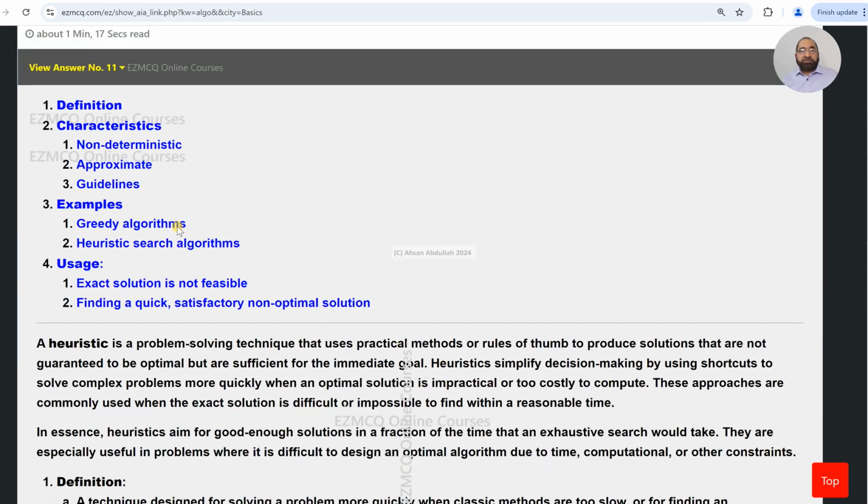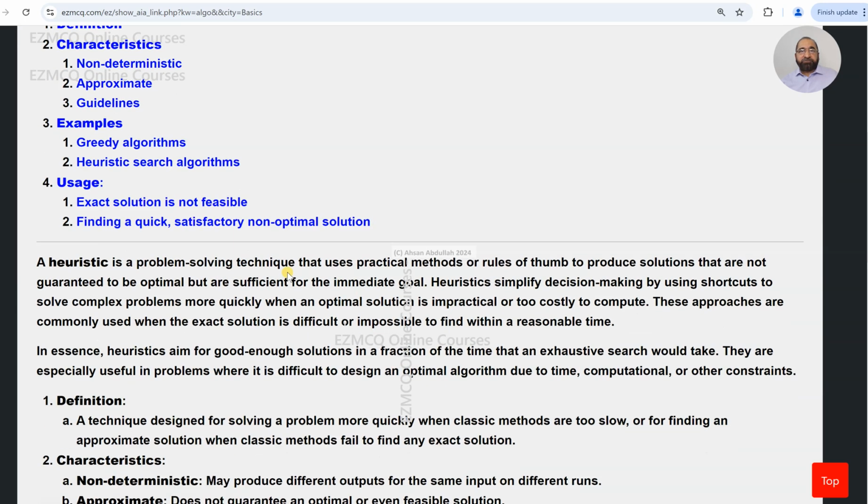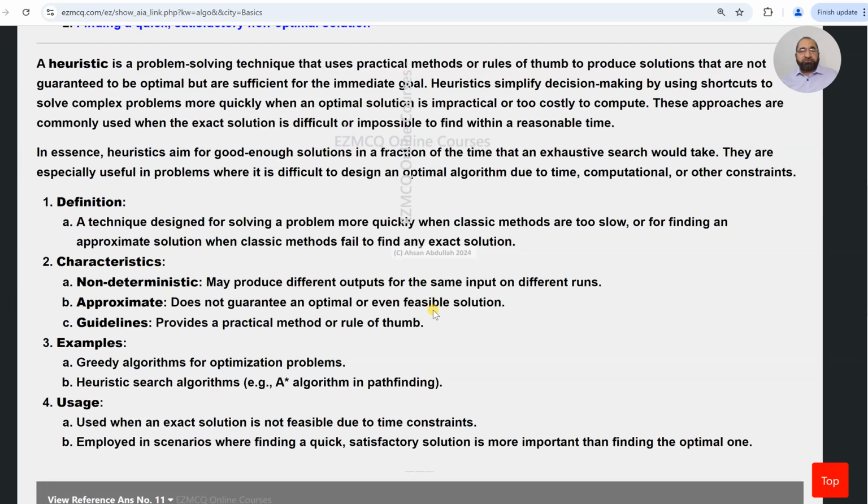And there are many examples of heuristics. For example, greedy algorithms, which is a full topic, and in the next Q&A, I'll go into more details with the problem itself. And then there are heuristic search algorithms, such as the A star search algorithm. Of course, they are looking for a feasible solution in the search space, but do not guarantee an optimal one. There's no guarantee of optimality.